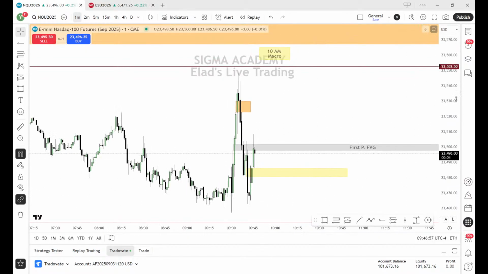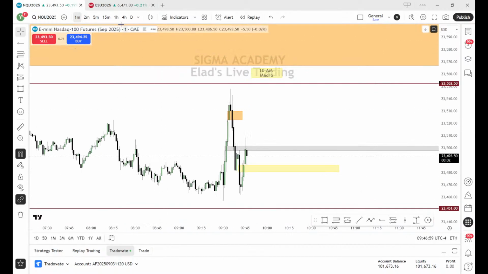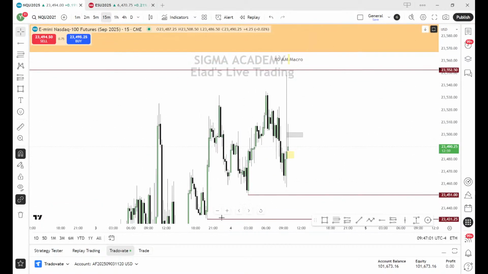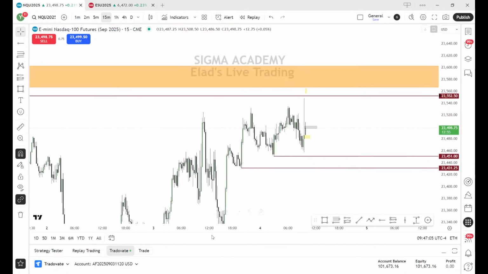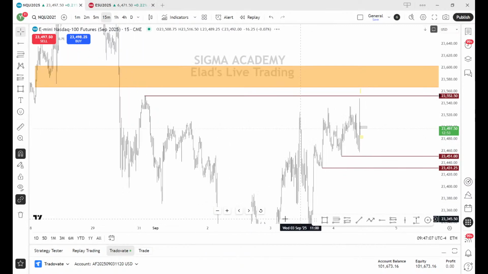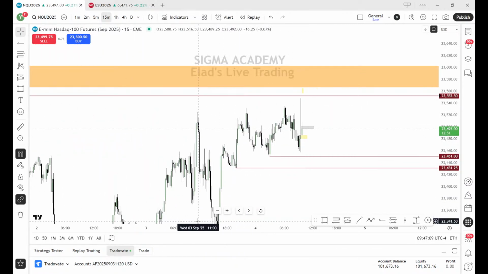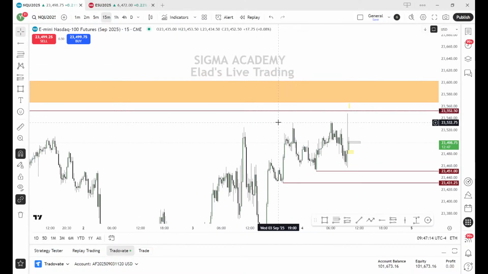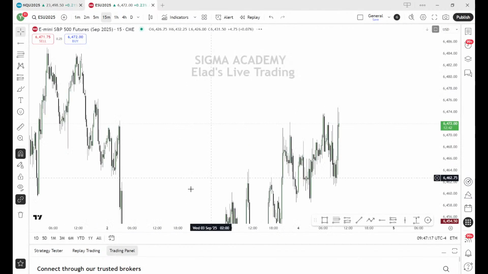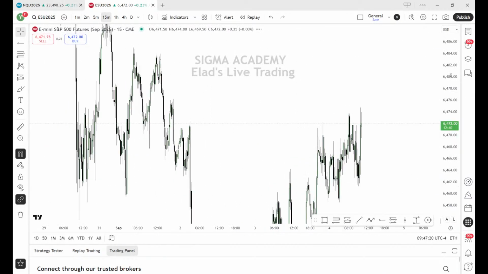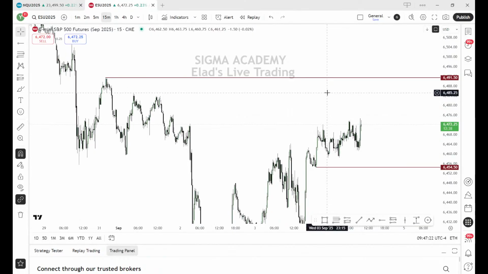So where is the price heading to? Let's see on the higher time frame. What is next? Where is the money? Here, here, here. On the ES, where is the money? Here you can see it.